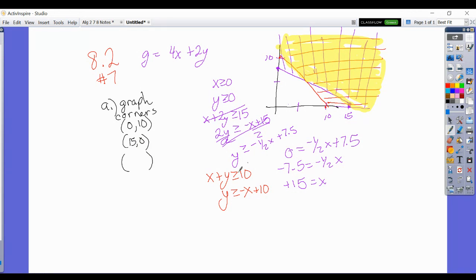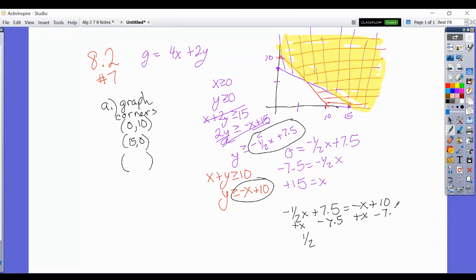The point where they intersect is where the two lines meet. Since we solved them both for y, we want to know where they're equal. So I'm just going to take these two equations and set them equal to each other. Negative 1/2 x plus 7.5 equals negative x plus 10. Let's add 1x to this side. If I have negative 1/2 plus 1, then I get 1/2 x. And if I subtract 7.5 over here, I get 2.5. 2.5 divided by 0.5 is 5, so x equals 5.